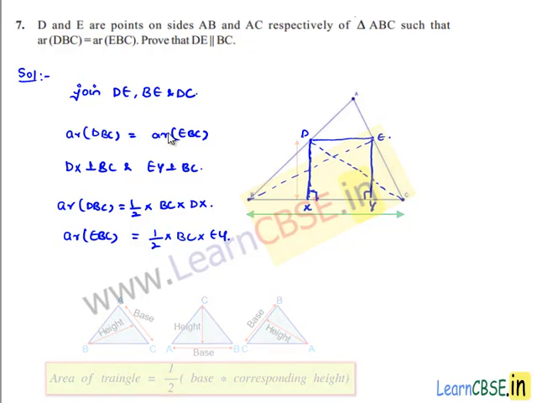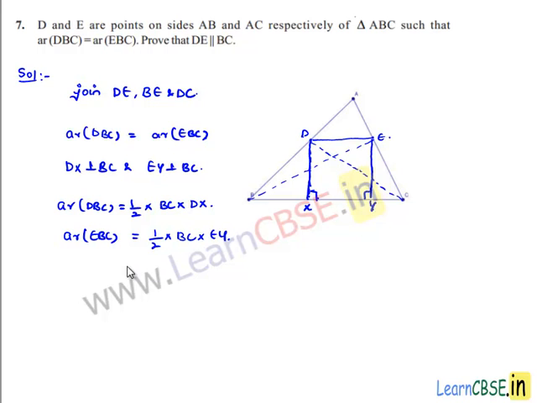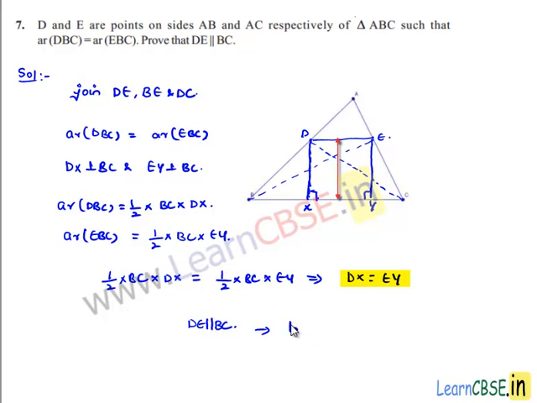But here we know that area of triangle DBC is equal to area of triangle EBC. Half times BC times DX is equal to half times BC times EY. That implies DX is equal to EY. As the perpendiculars between the two lines are equal, we can say that DE is parallel to BC. This is the required proof for us.